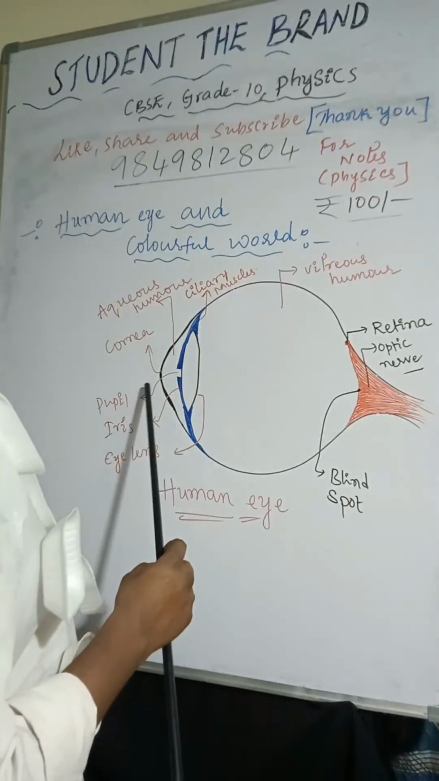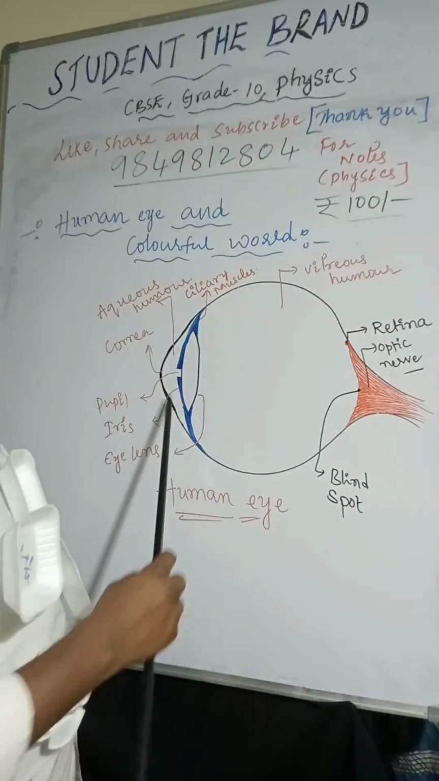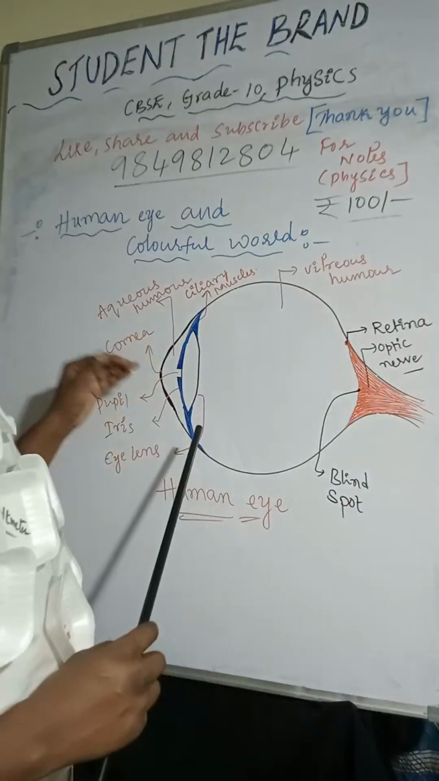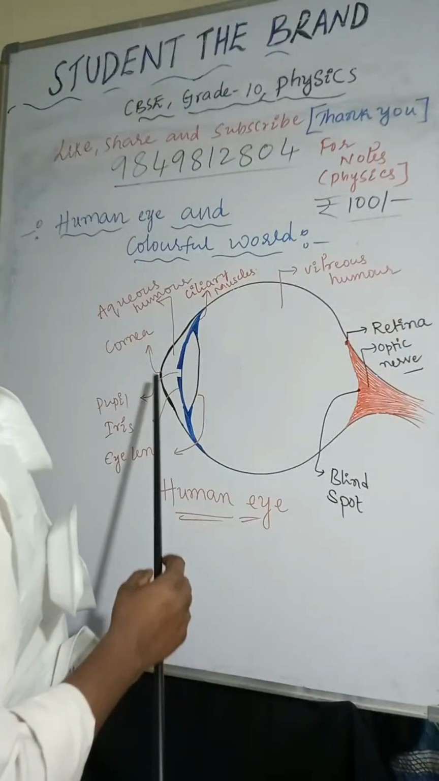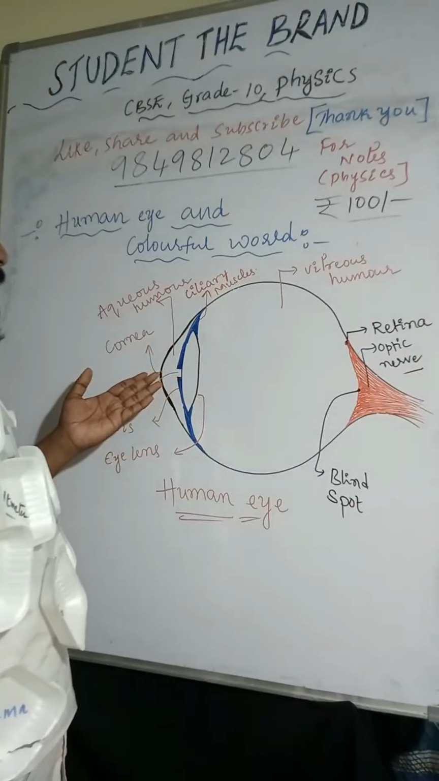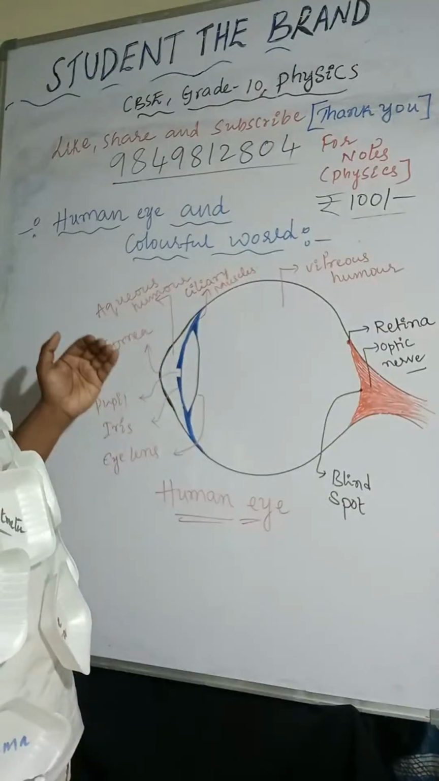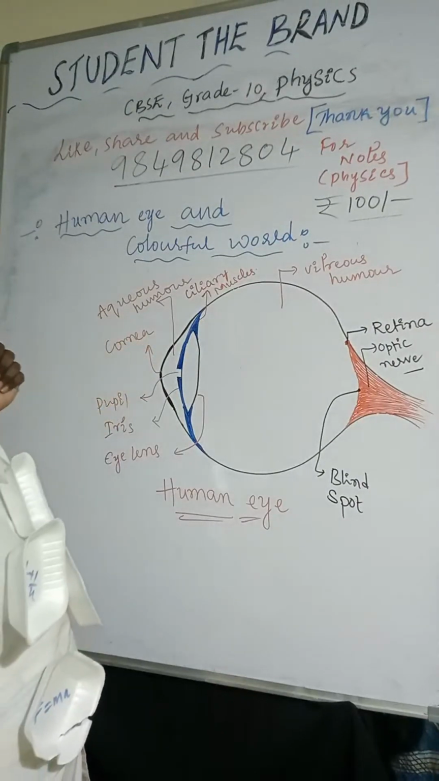And the pupil, the iris we will discuss. Iris is a dark muscular diaphragm which controls the size of the pupil. And the pupil is the part which regulates and controls the amount of light entering into the eye.